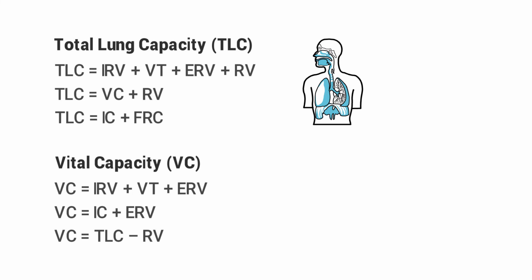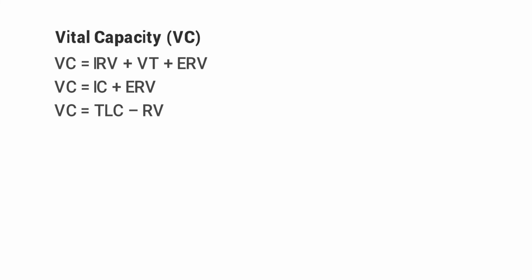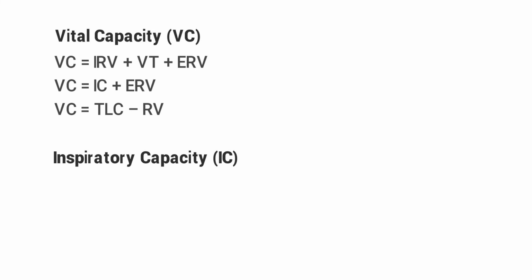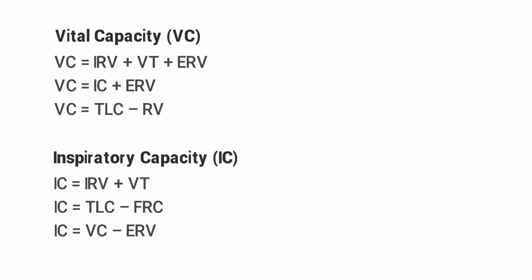Next up is inspiratory capacity, which also has 3 methods of calculation. First would be the inspiratory reserve volume plus the tidal volume. The next one would be total lung capacity minus functional residual capacity. And the third way to get inspiratory capacity would be the vital capacity minus the expiratory reserve volume.